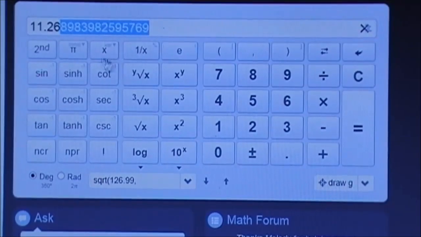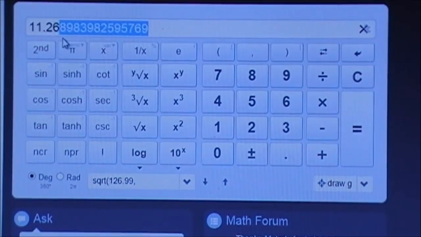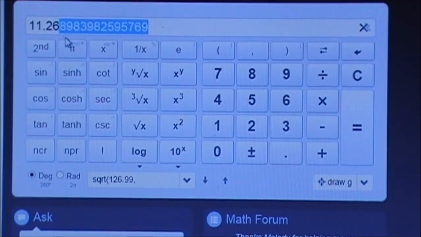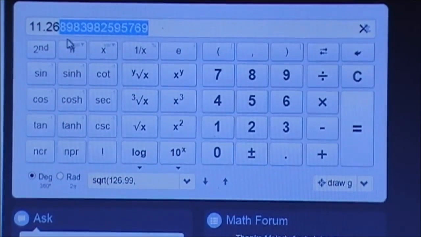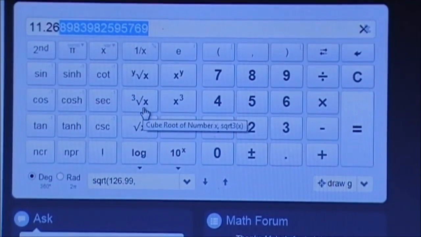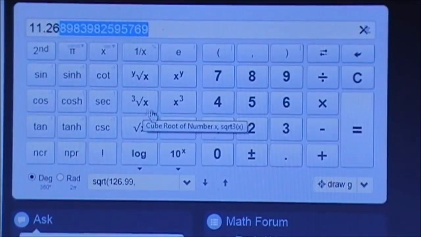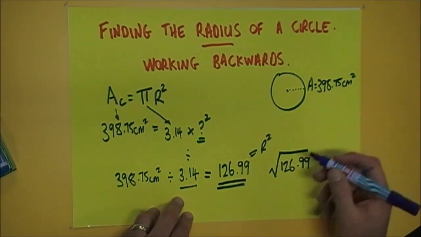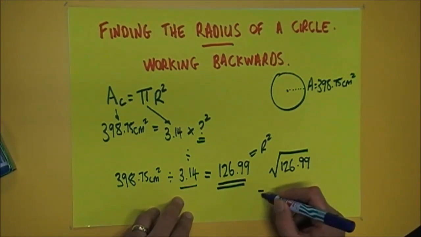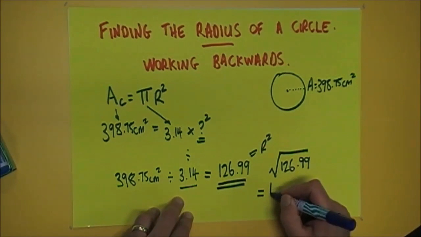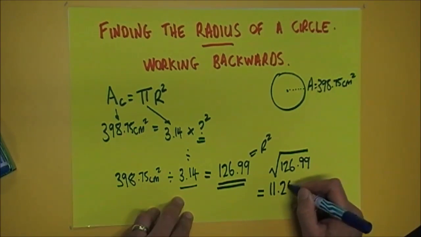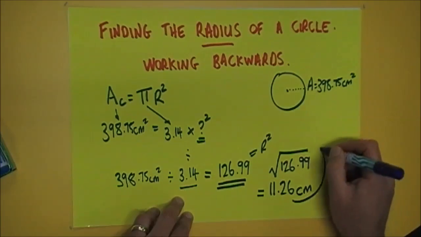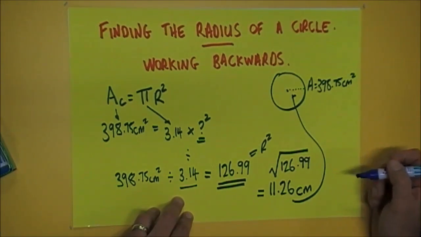Forget about the rest of that. 11.26 centimetres is the radius of the circle from the area 398.75 centimetres squared. Scientific calculator, I love you. So, from the scientific calculator, the square root function, we have just found out that the answer is 11.26 centimetres. That, ladies and gentlemen, is our radius.